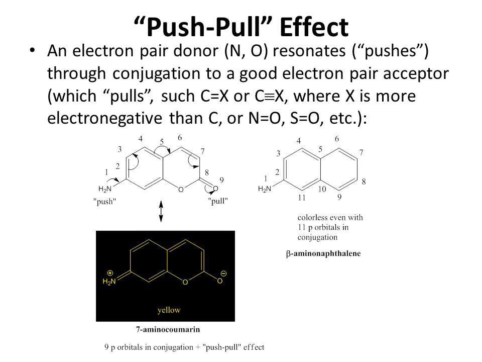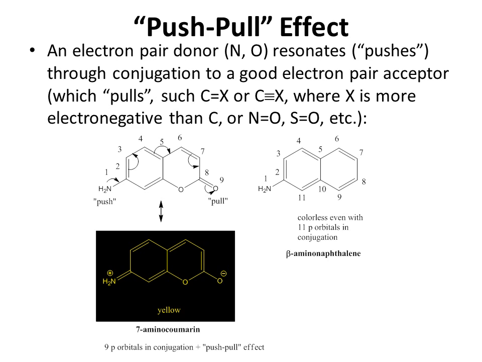In the example of 7-aminocoumarin, the lone pair on nitrogen pushes into the conjugated pi system all the way to the C double bond O, which pulls the electrons toward the O. This causes 7-aminocoumarin to be yellow, so the transition occurs in the visible region of the spectrum. If you compare that to beta-aminonaphthalene, that has 11 conjugated p orbitals, 2 more than 7-aminocoumarin, but beta-aminonaphthalene is still a colorless substance, only absorbing in the ultraviolet region of the spectrum.